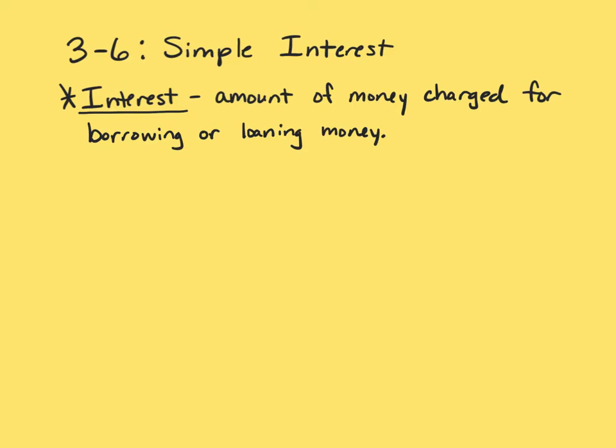So if you were to go to a bank and get a loan for purchasing a car, then you would be borrowing the amount of money to pay for that car, and then the bank would charge you interest, which is extra money just to borrow that amount of money. Or you could think of it this way.